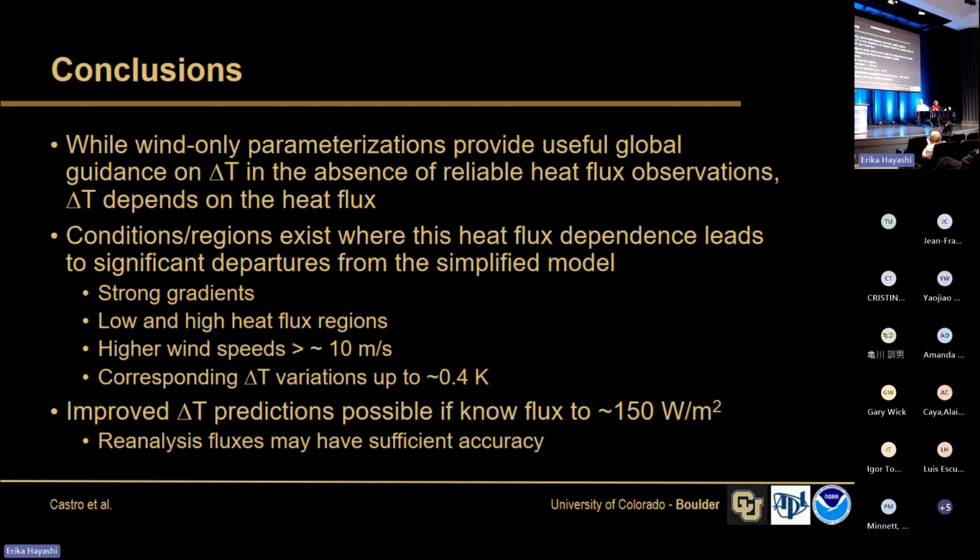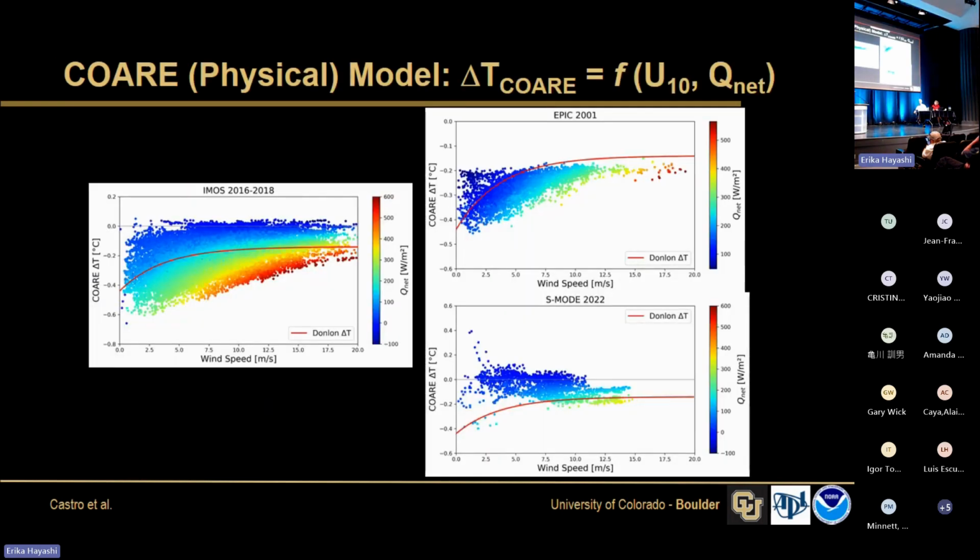And if we want to improve delta T, we need to include the flux, but it seems that these 150 watts per meter squared is perfectly doable nowadays from reanalysis. And that's all I have.